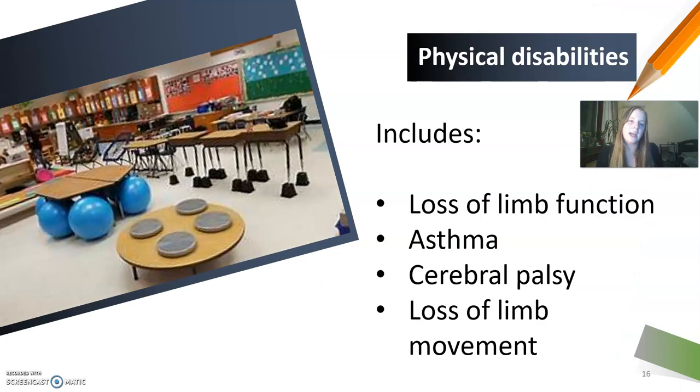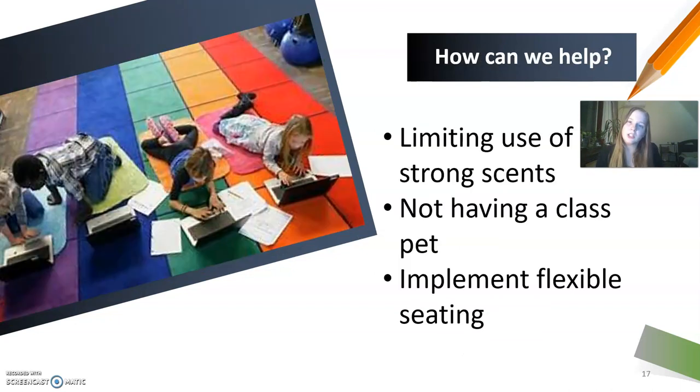Includes loss of limb function, asthma, cerebral palsy, loss of limb movement. For example, my younger brother has polio. He can't walk very well. He has braces. How would a teacher help him? You can have a limit of strong scents.